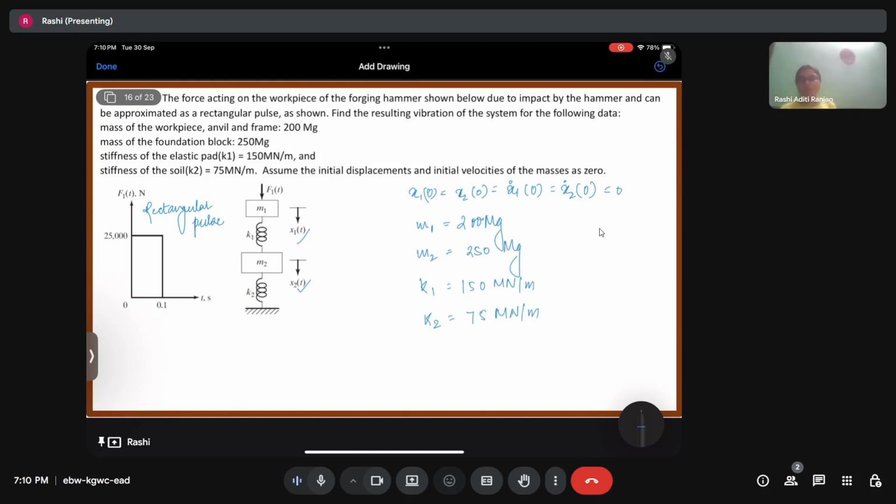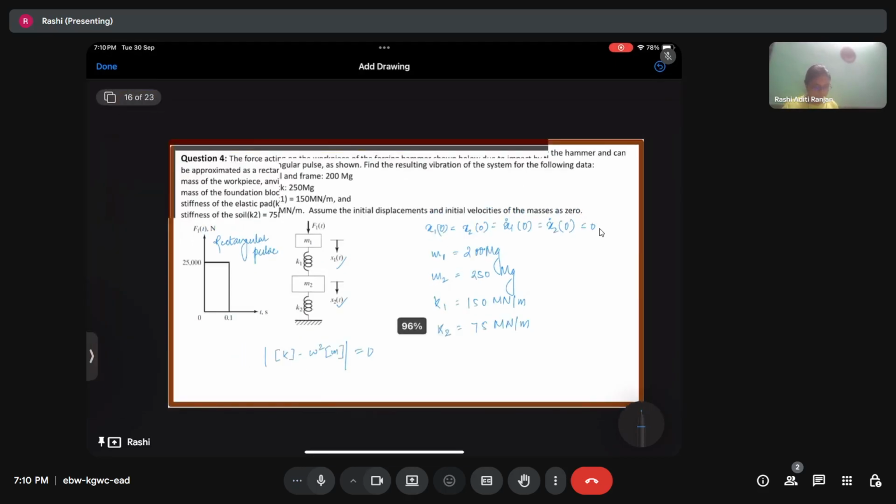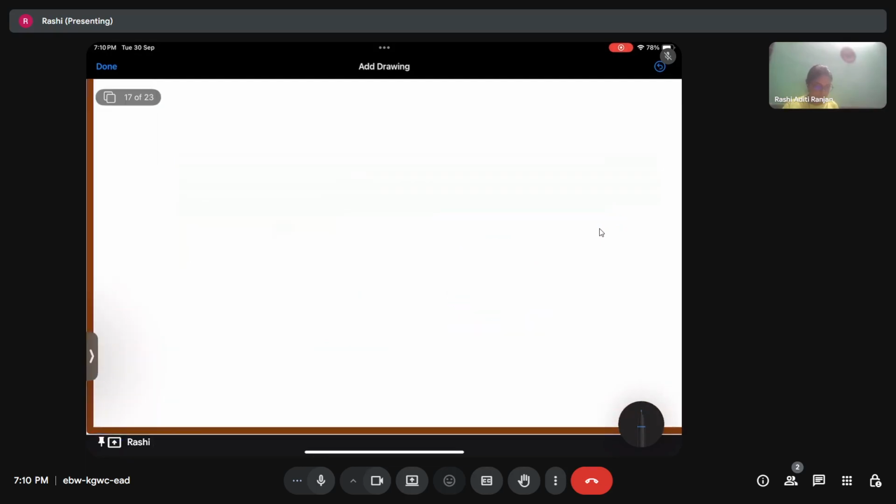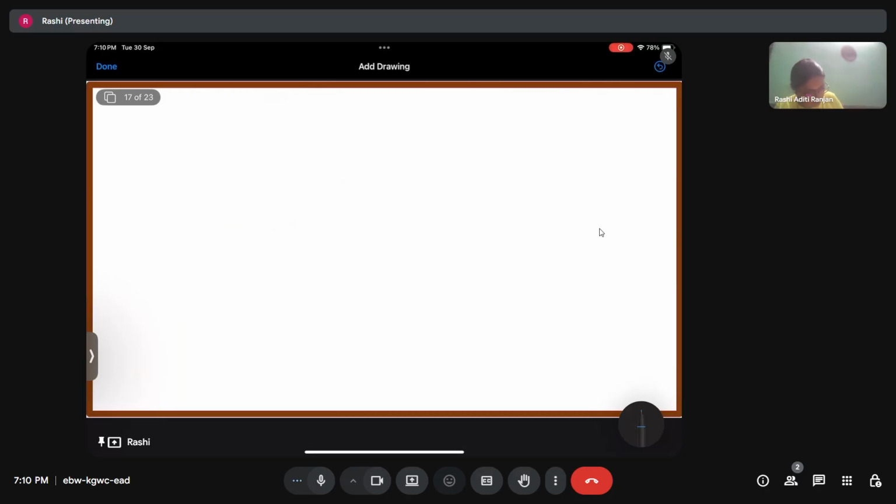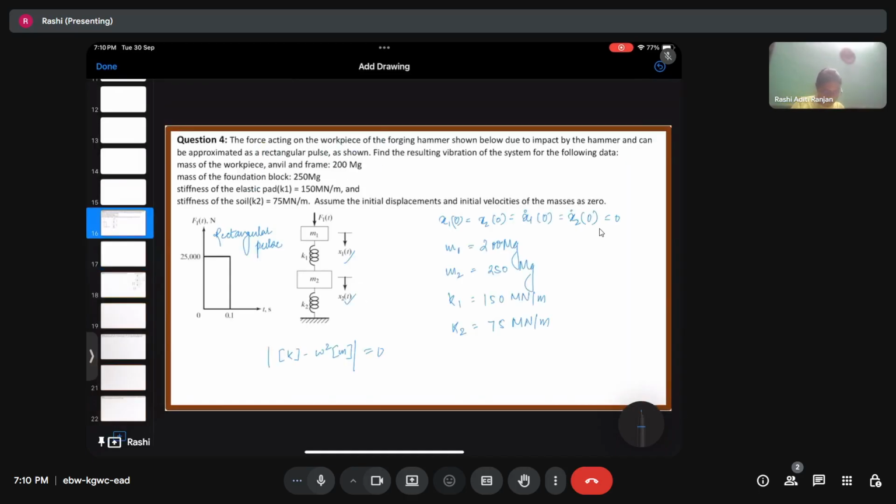So definitely the first thing we are going to work on is finding the frequencies. Again, the determinant of K minus omega square M will be 0. This gives us 150 minus 150, minus 150, 225, not 250, 225, right? 150 and 75 square, 225, minus omega square, with 200 and 250.